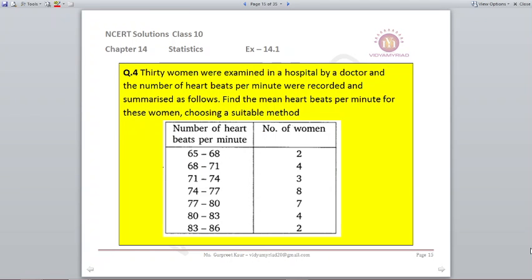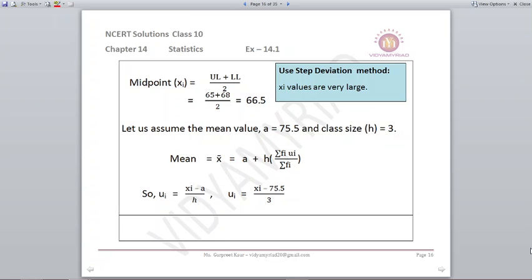Question number 4. 30 women were examined in a hospital by a doctor, and the number of heartbeats per minute were recorded and summarized as follows. Find the mean heartbeat per minute for these women, choosing a suitable method. If you look at the table, your frequency is small but your xi values are big, 65 and 68, it is coming in the 60s. Since the xi values are big, we will be using the step deviation method.